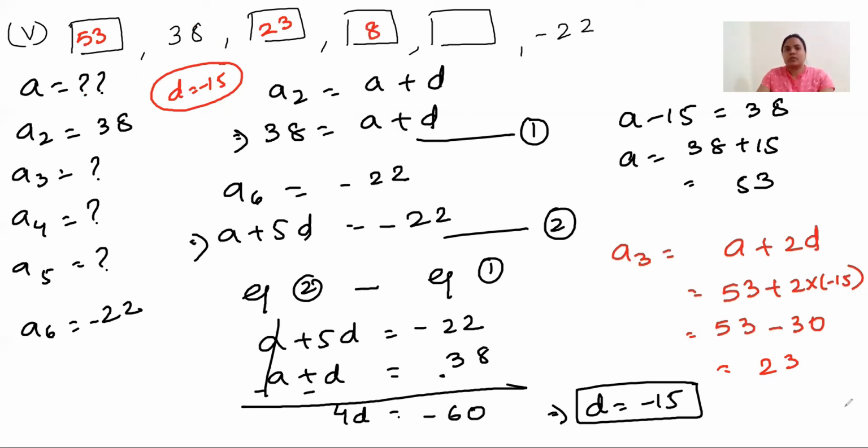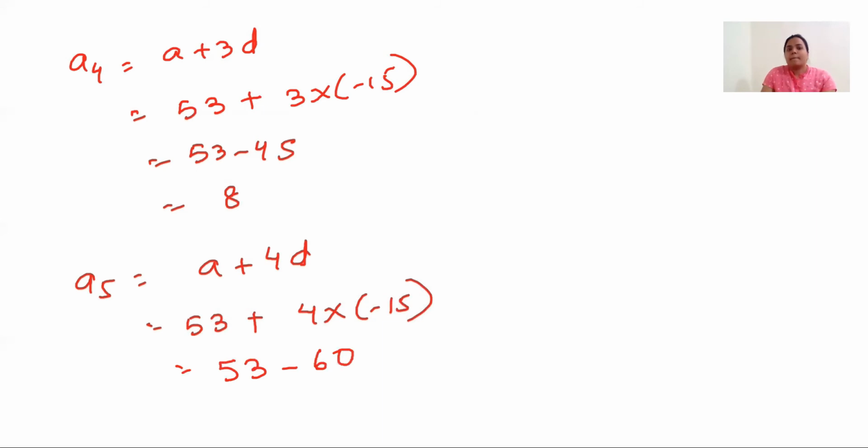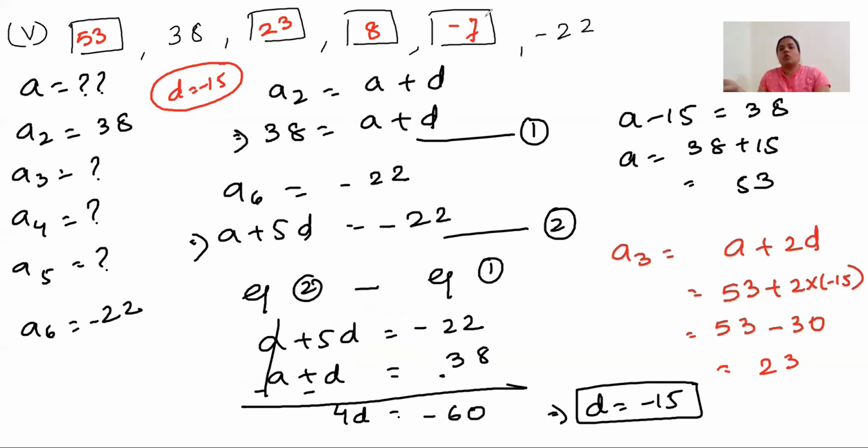Now we have to find the fifth term. So A5 is equal to A plus 4D. This is equal to 53 plus 4 into minus 15. So it is 53 minus 60. This will be equal to minus 7. So we have got all the terms.